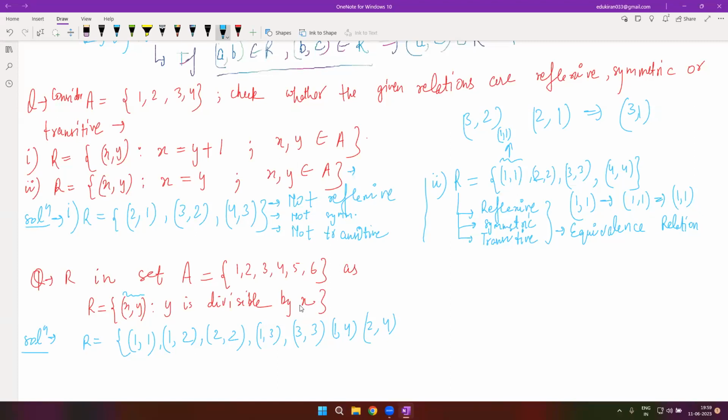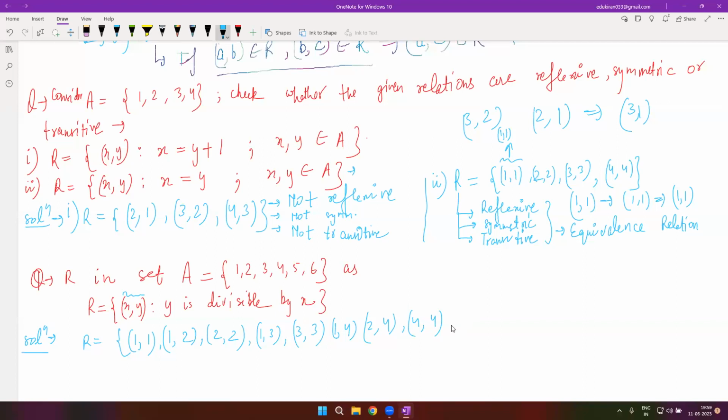right? Similarly, if I take 2, then 2, 4 and 6 are the values that are divisible by 2. If I take 3, then 3 and 6. For 4, only 4. For 5, 5. For 6, 6. So you can look at it either way: you can start the question either from the values of y or from the values of x. Both will give you the same answer. So let's say if I take y = 4, then x can be 1, 2, or 4.